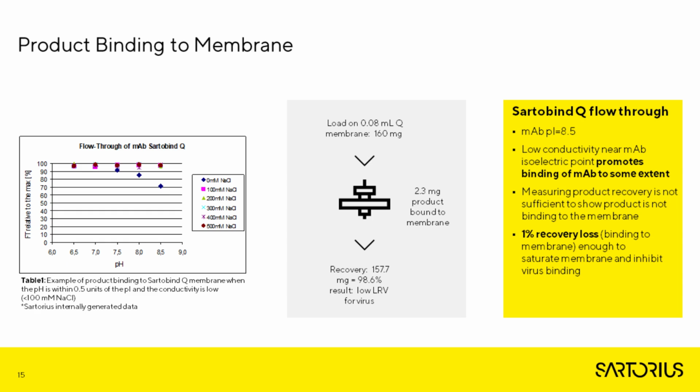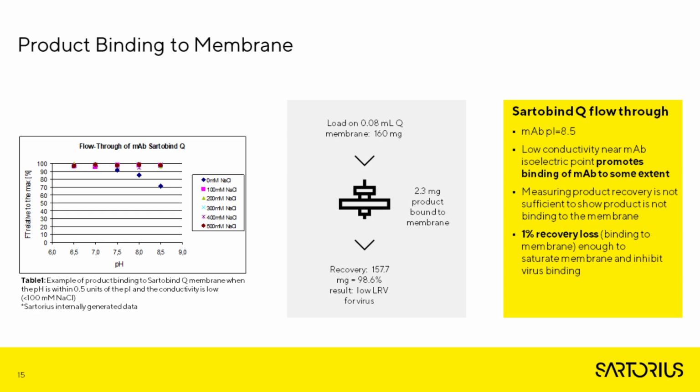If the product was negatively charged and hence bound to the membrane, all it would take would be 2.3 milligrams of protein to bind to the membrane to fully saturate the membrane. And the loss of 2.3 milligrams out of 160 milligrams of starting material calculates to be a loss of 1.4% product, or 98.6% recovery. So this could be difficult to quantitate, this small loss, and you can see 99% recovery of your product, but still have product binding to the membrane.